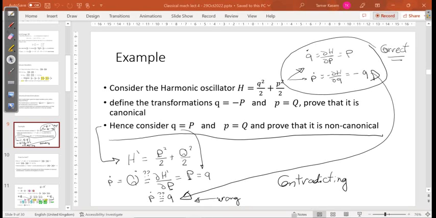So let us continue with the canonical transformation. Consider this Hamiltonian of the harmonic oscillator, which is q squared over 2 plus p squared over 2. Let us focus on this transformation first: Q capital equals p small and p small equals q capital. Okay, this simple transformation will turn out to be non-canonical. Let's see how, using Maxima.